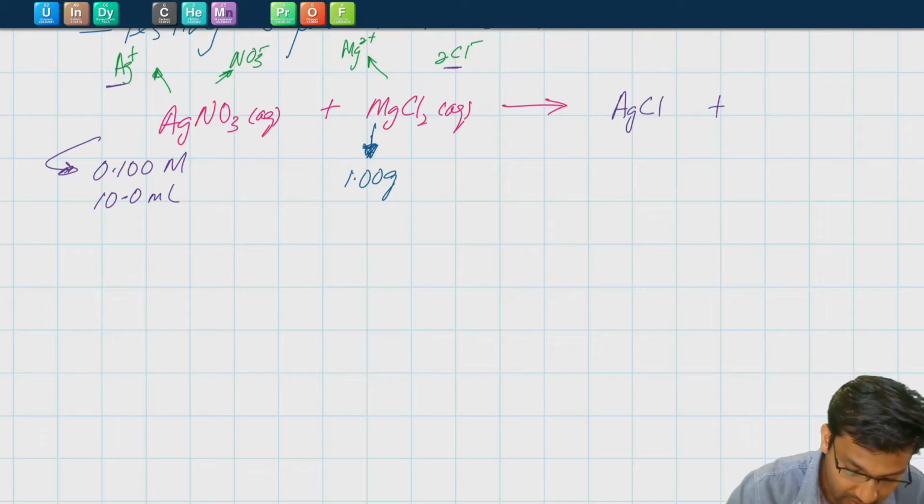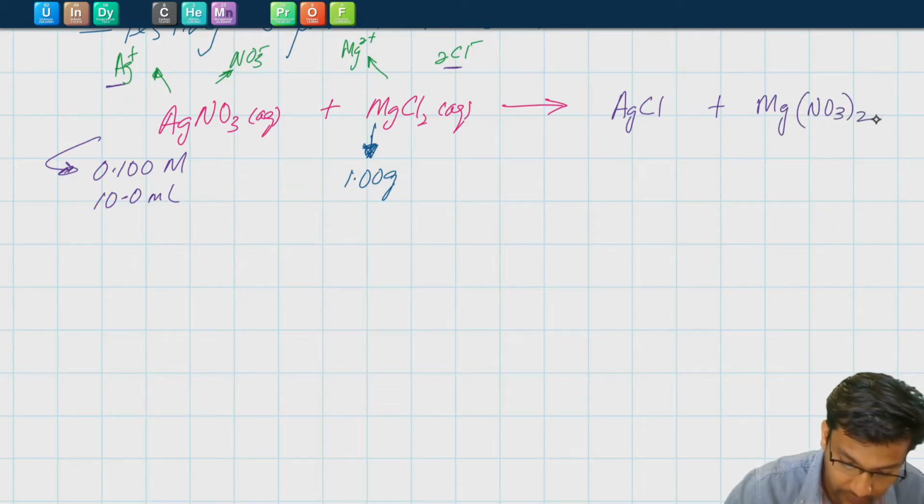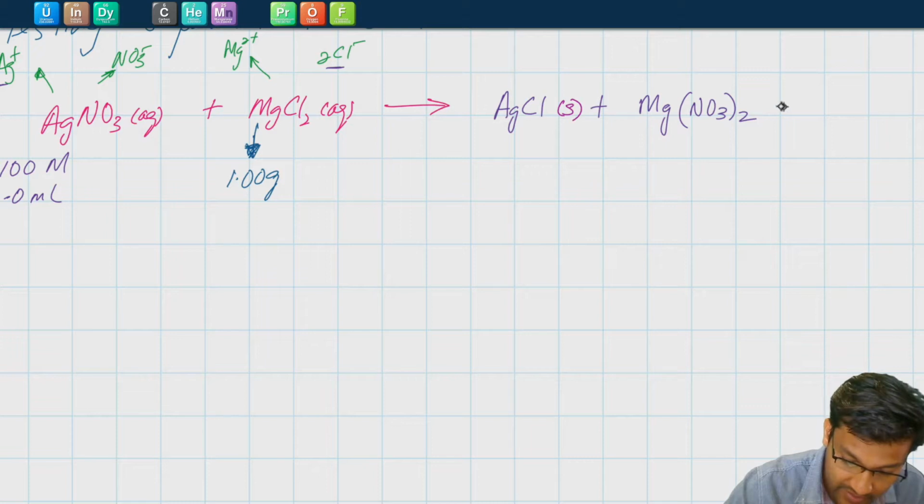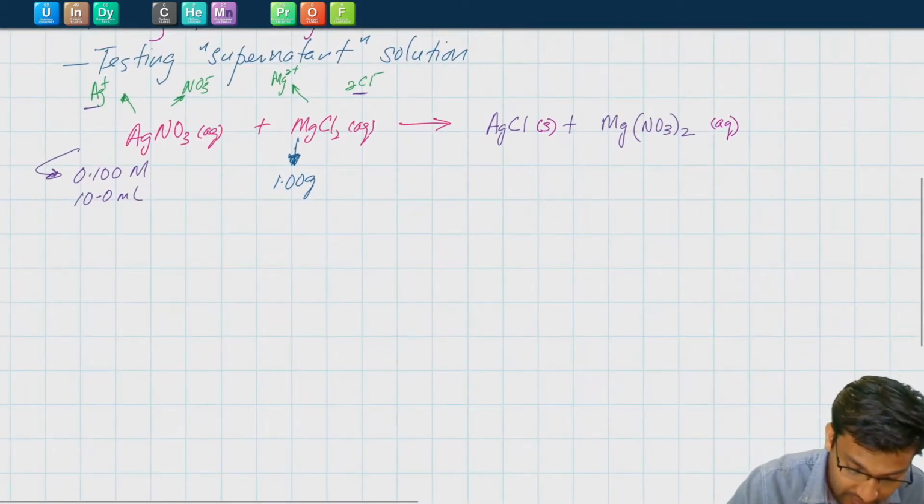And then for the other mixture, we'll have magnesium 2+ and NO3- come together. Since magnesium has a charge of 2+, we'll need two of the nitrates to balance it. So we'll get Mg(NO3)2. If we look at our solubility charts, we'll see that silver chloride is insoluble, so that'll be a solid, whereas magnesium nitrate will be aqueous. So that is our reaction so far.